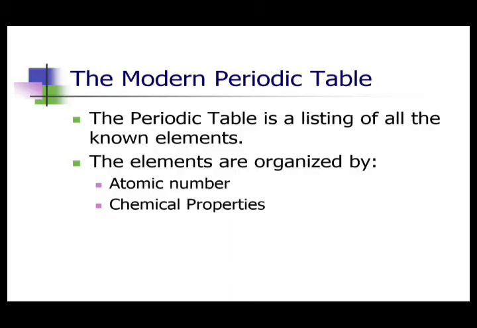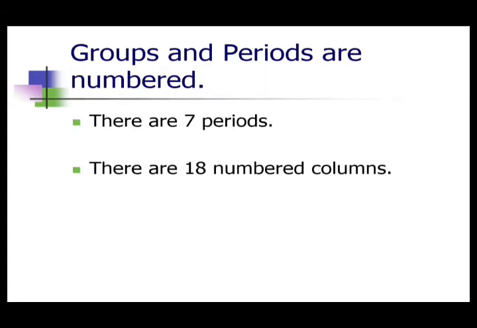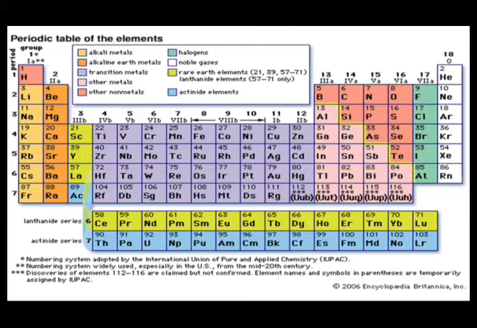The periodic table is a listing of all the known elements. We know that the elements are organized by atomic number and their chemical properties. Groups are simply vertical columns and periods are the horizontal rows. We know that there are 7 periods and 18 numbered columns. Here we can see the alkali metals, alkaline earth metals, transition metals, other metals and non-metals, halogens, noble gases.